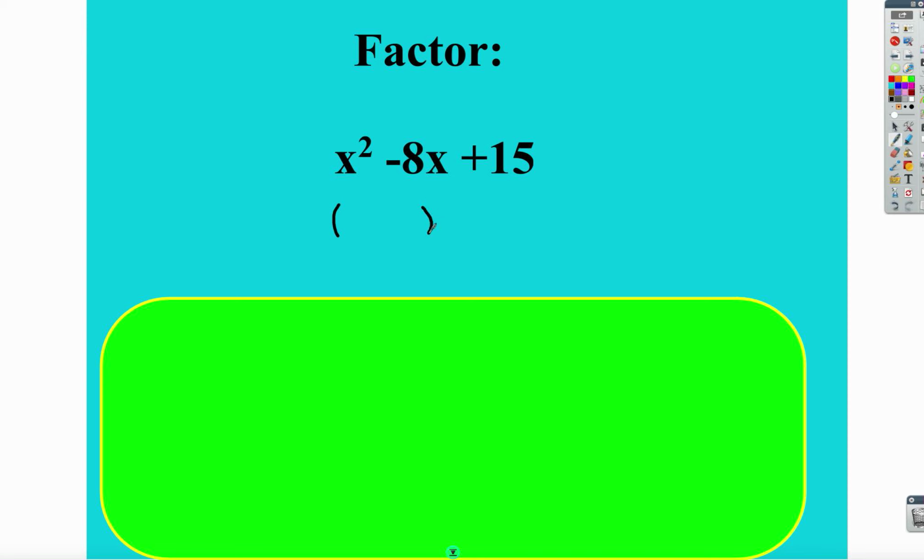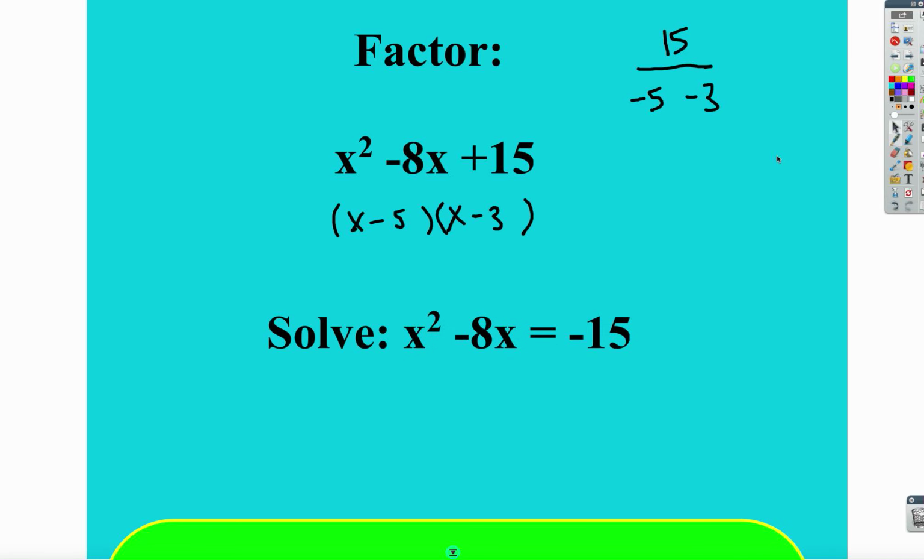So I'm going to do the same thing. Check for a common factor first. There's not one. I think of all the things I can multiply to give me a positive 15, but I want them to combine like terms to give me a negative. So I know it'll be a negative times a negative. So I look here, it's going to be negative 5 times negative 3. And it doesn't matter where I put the 5 and where I put the 3 since they're the same. So here, I'm done. I've factored this problem.